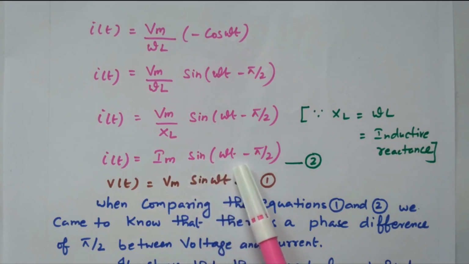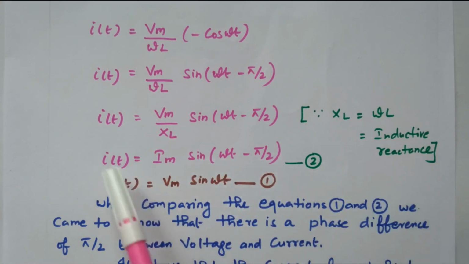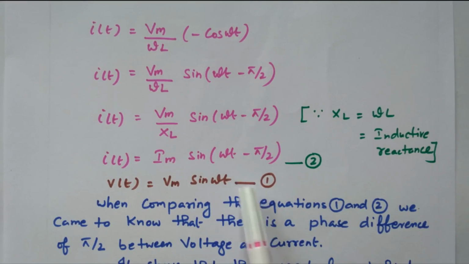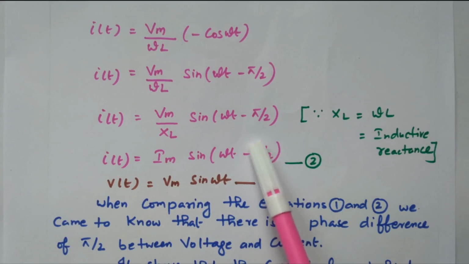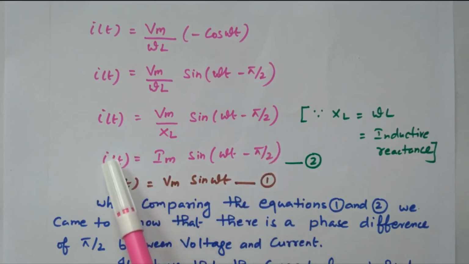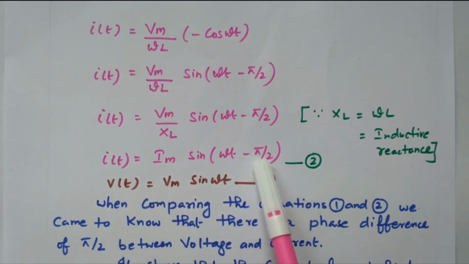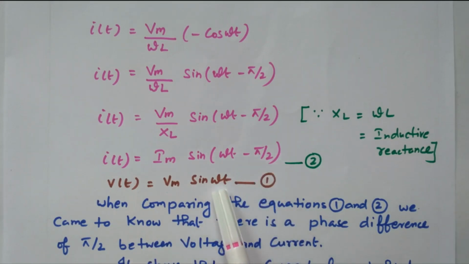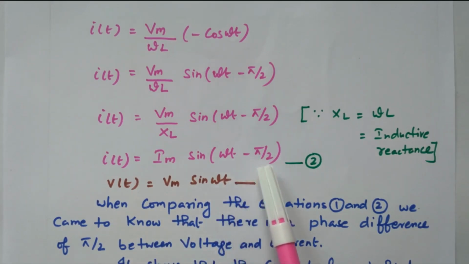Im sin omega t minus pi by 2. We'll take this as equation number 2, that is the current. What is the first equation? V of t equal to Vm sin omega t is the first equation. So after simplification, we got the equation for current, that is equation 2. This is the applied voltage, equation 1. By comparing these two, what is the difference? There is a minus pi by 2 available. That is, current is lagging the voltage by pi by 2. Here only omega t is available. Here omega t minus pi by 2 is available.